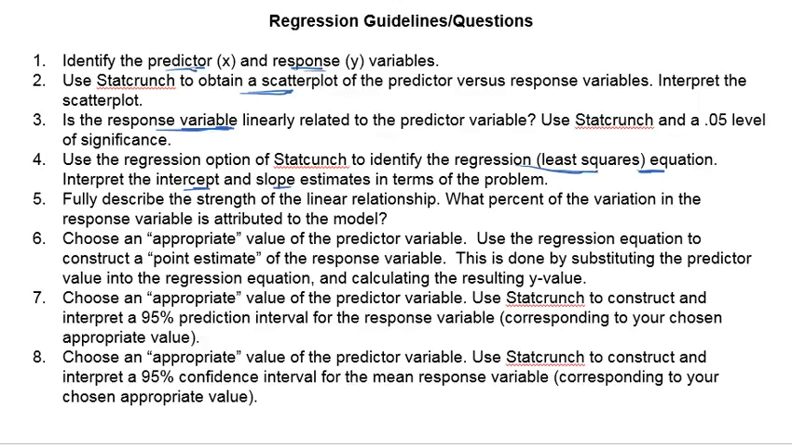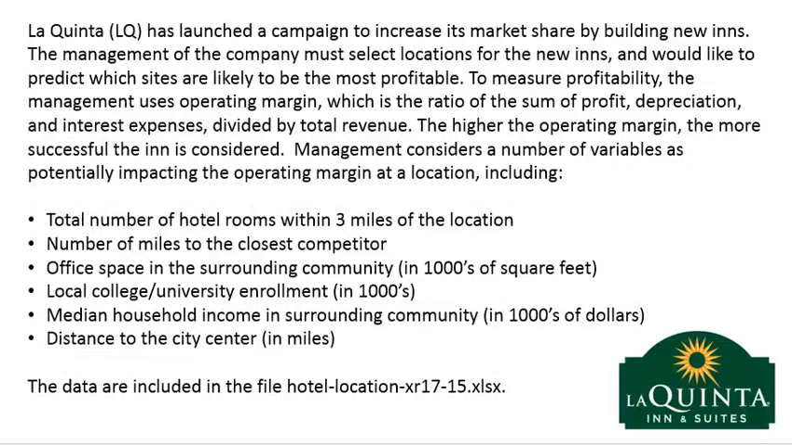I thought what I would start off with is just a problem. It was drawn from a pretty good textbook that had a project within it of real data and a real problem. La Quinta is a hotel chain, and they launched a campaign to increase market share by building new inns several years ago. The management of the company selects the locations, and they'd like to predict what sites are going to be the most profitable in their opinion.